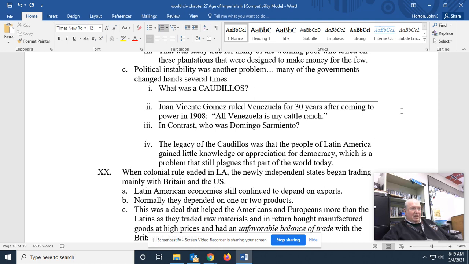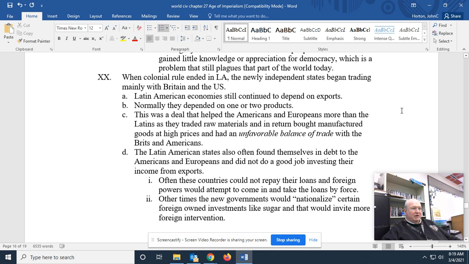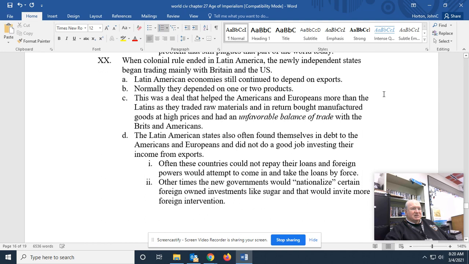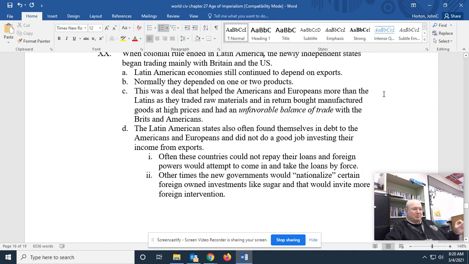But yeah. So, Roman numeral 20. When colonial rule ended in LA, which stands for not Los Angeles, but Latin America. Latin America, once again, those countries south of the Rio Grande, like Mexico, Honduras, Guatemala, Argentina, Chile, Peru. When colonial rule ended in Latin America, the newly independent states began trading mainly with Britain and the United States. Latin American economies still continued to depend upon their exports. And normally they depended upon one or two major product exports.